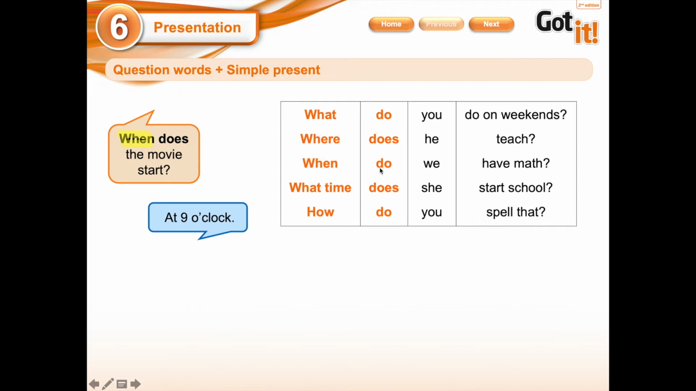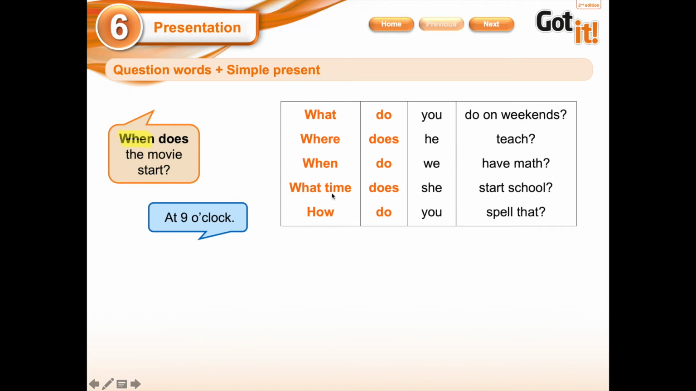Okay, let's go with the third one. It says, when do we have math? Could be, I don't know, Monday, Tuesday, or Friday. So this is referring to time, okay? Maybe not a specific time. Tenemos la palabra when, que hace referencia al tiempo. En español significa cuándo. ¿Cuándo tenemos las clases de matemáticas? Refiere a tiempo, pero no un tiempo en específico.